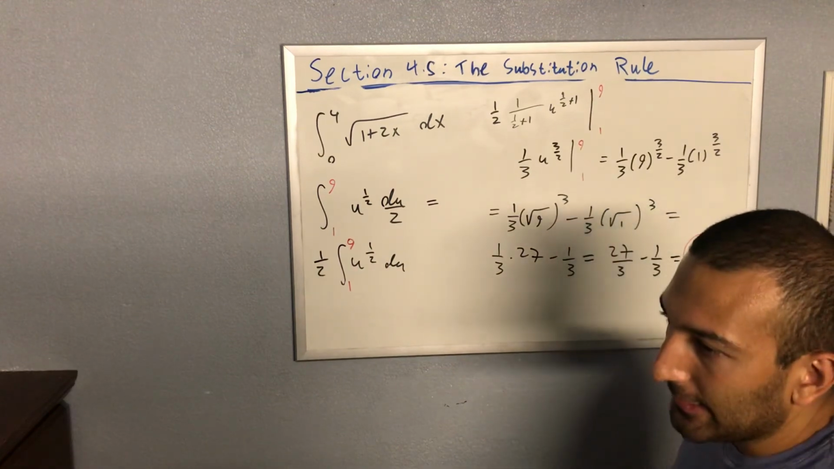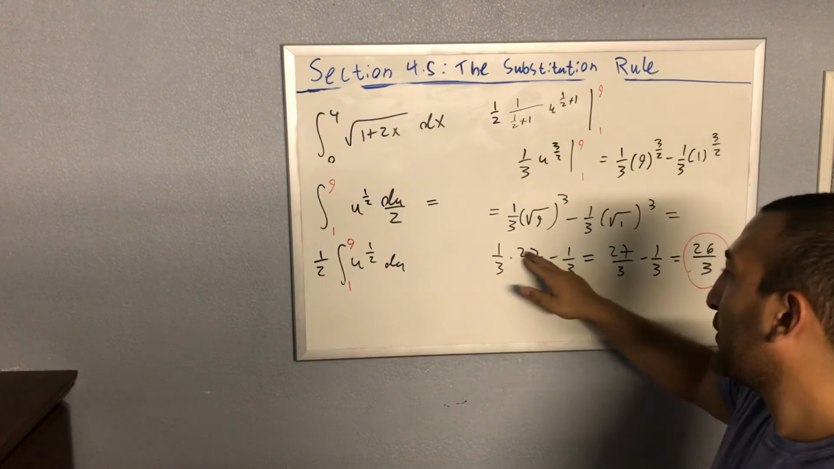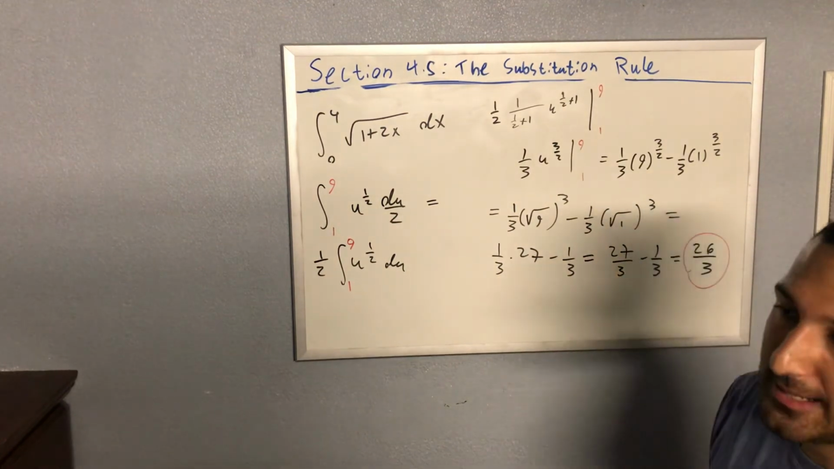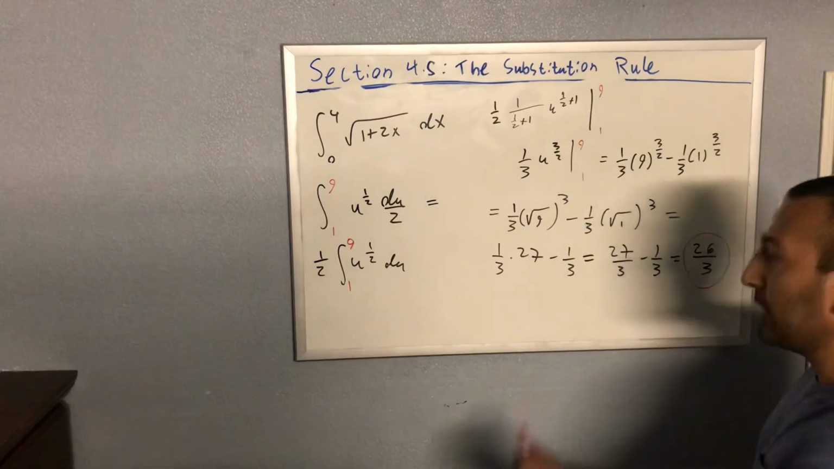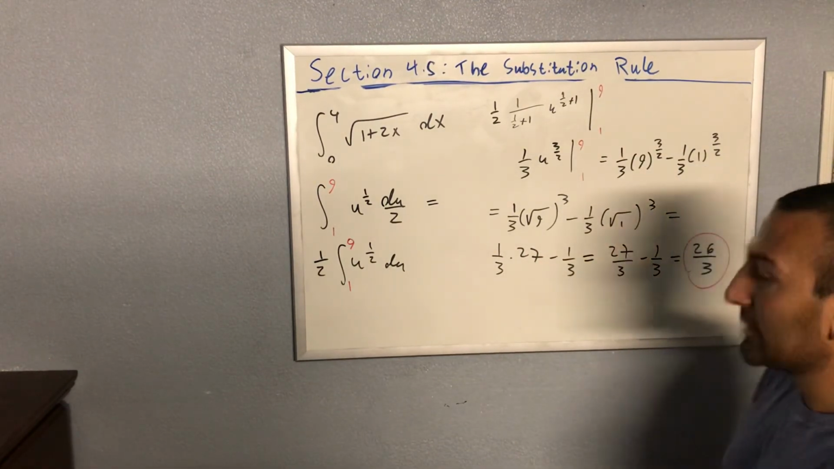And again, it's better to not simplify this. Had you just said, oh, well, 27 over 3 is 9, then you would have to turn this into a fraction again. And so it's better to not simplify in this case.